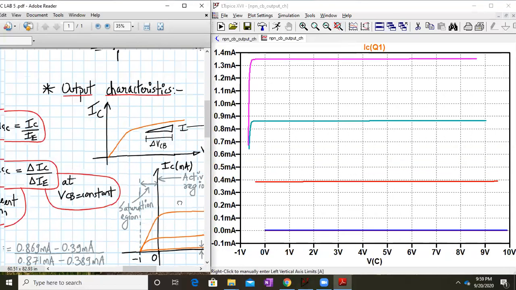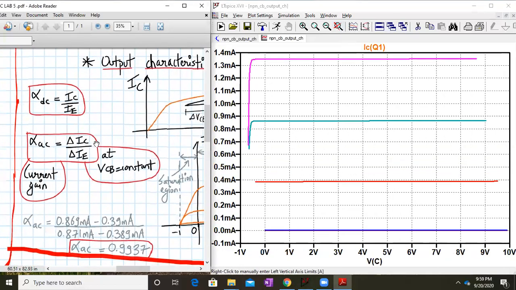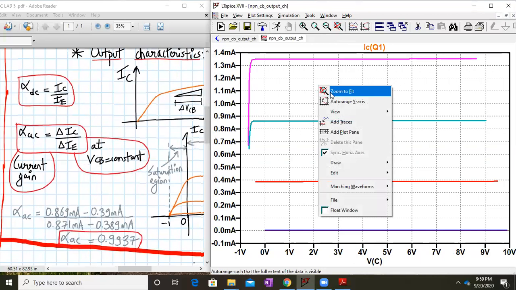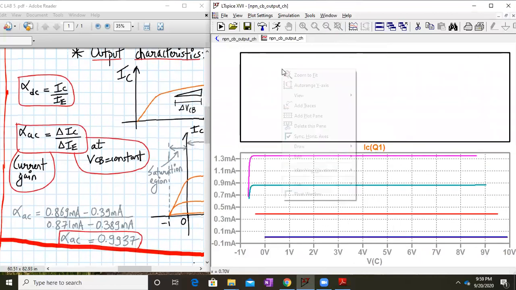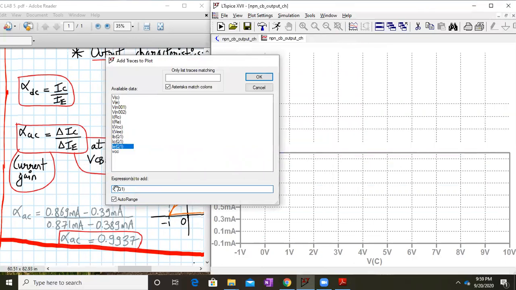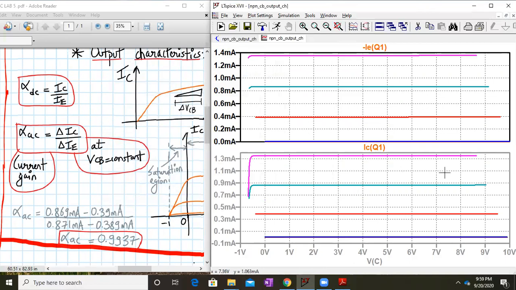Now the last but most important part is the current gain, the common base current gain, that is alpha. How to measure it? So again, I'll plot. I will require IE. So I'll right click, add plane plot, and here I will plot the values of IE. Whenever you talk about emitter current, you have to add a minus sign because of LTspice limitation. Yeah, these are the values of IE and IC.